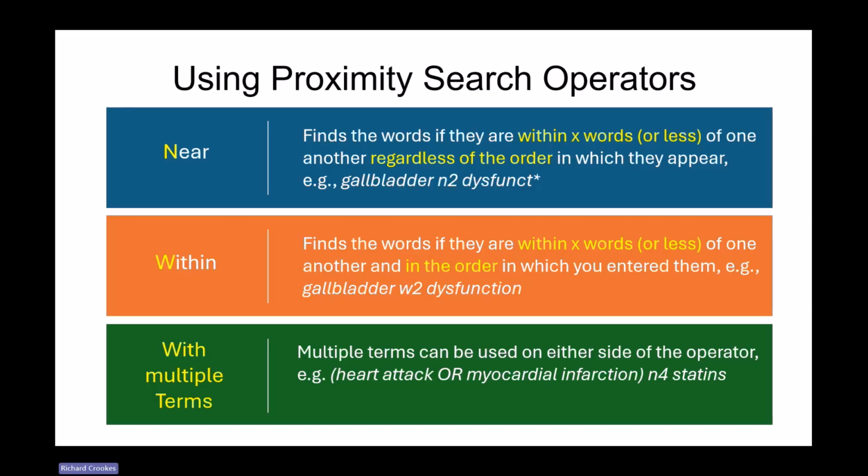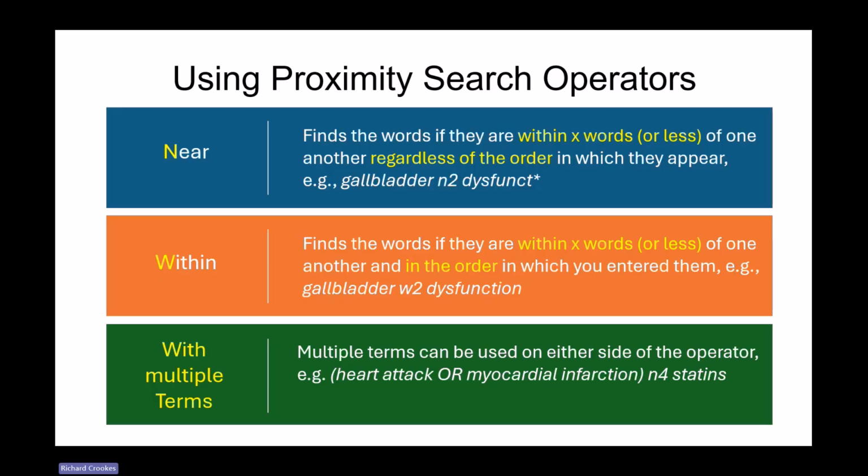If we use the similar concepts with within, then gallbladder W2 dysfunction would find the term gallbladder within 2 words or less of dysfunction. Key thing here is that the number is literal, unlike some providers where ADJ2, for example, would be 1 word or less, not 2 words or less. So again, just be mindful of that.